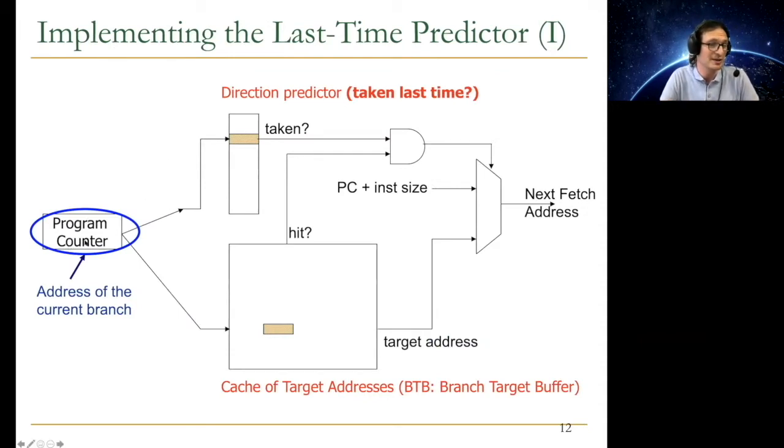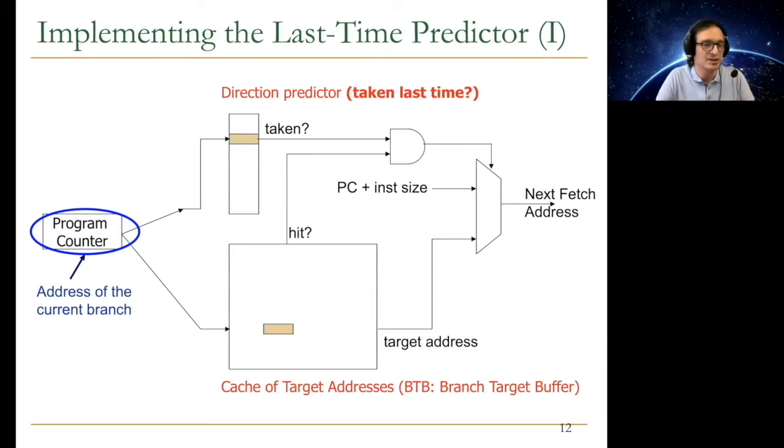So this is the program counter. You index the BTB with the program counter. You also index a direction predictor. And the direction predictor basically stores information about that program counter, about essentially what direction the branch at that program counter took. If it's taken, it'll be a single bit. If it's taken, that single bit will be set to 1. Otherwise, the single bit will be set to 0.